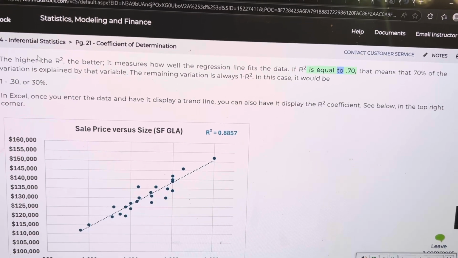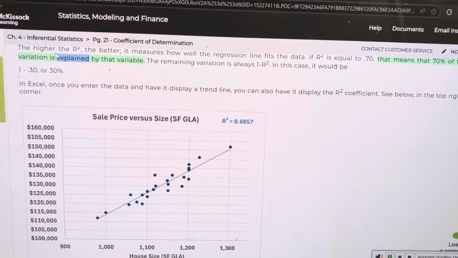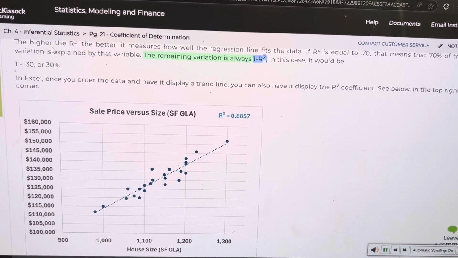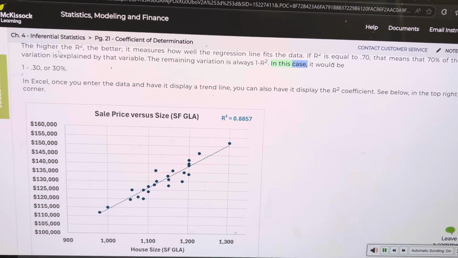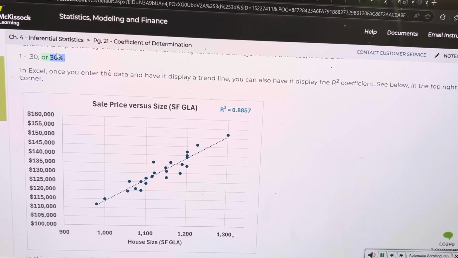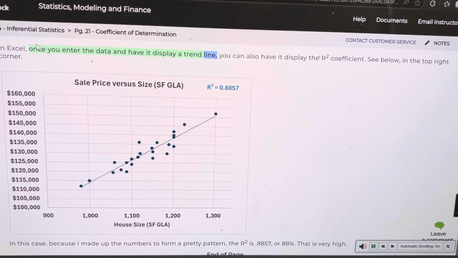If R2 is equal to 0.70, that means that 70% of the variation is explained by that variable. The remaining variation is always 1 minus R2. In this case, it would be 1 minus 0.70, or 0.30, or 30%.